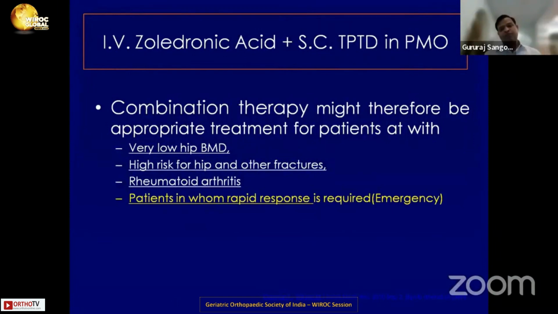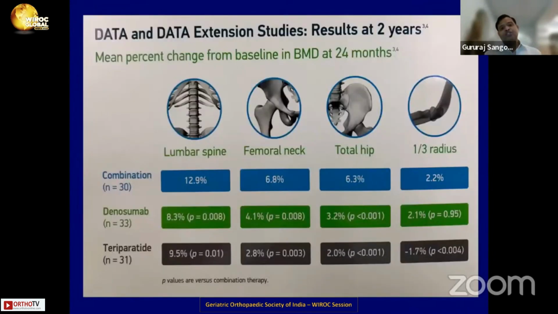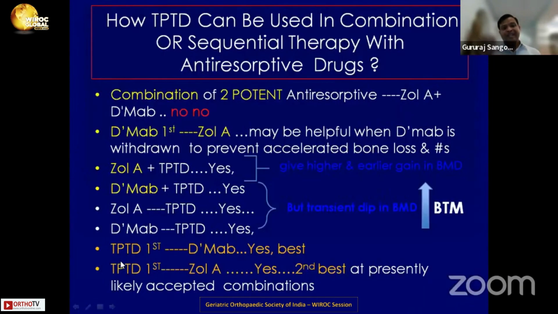I will just come to the next slide. Teriparatide and denosumab can also be combined. You see in this slide that combination therapy definitely yields better BMD values compared to denosumab or teriparatide alone. So this slide is very important. Never ever combine two potent anti-resorptives like zoledronic acid and denosumab. It is strictly no-no. You can use zoledronic acid followed by denosumab. That is actually helpful to prevent withdrawal effects of denosumab.